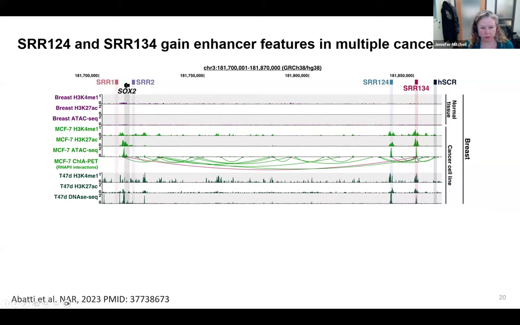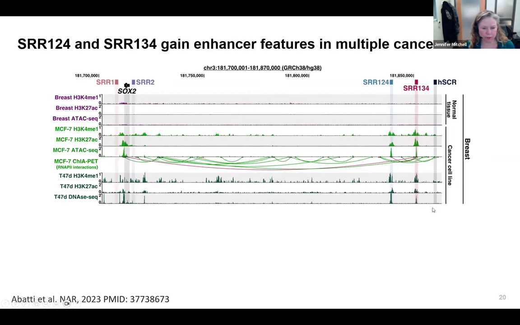And we also were able to look at some chromatin conformation data and notice that there were distal links between these potential enhancers and the SOX2 promoter, which I'm showing in pink at the bottom there.